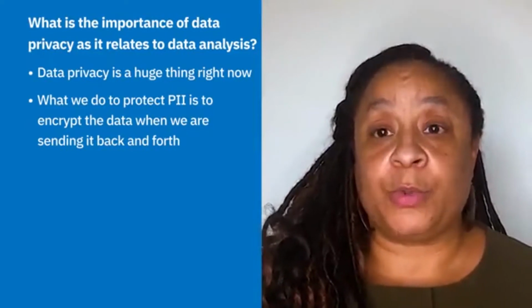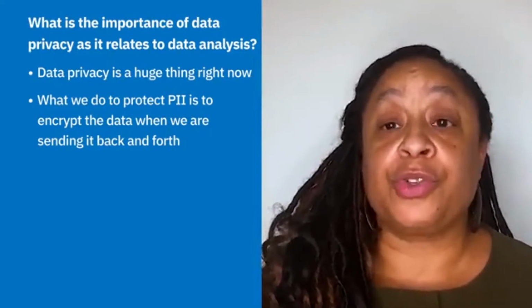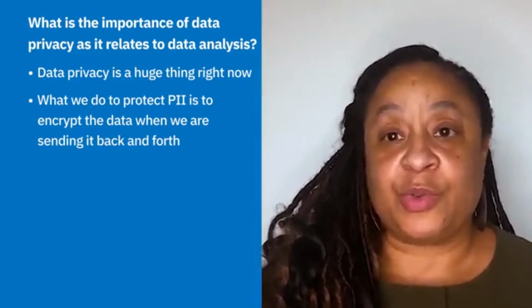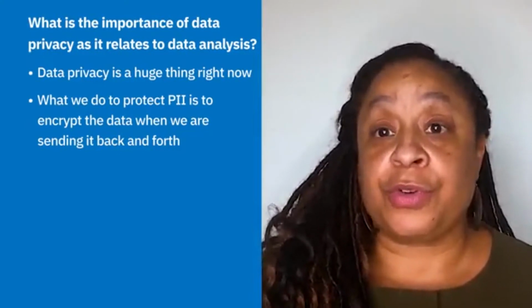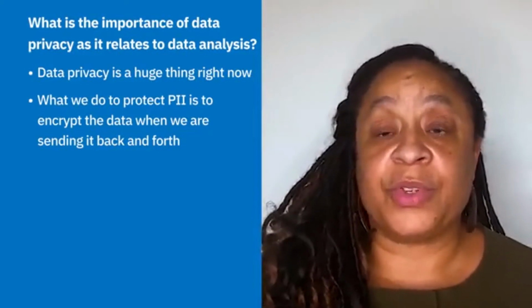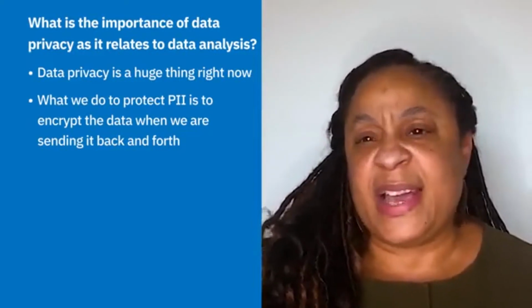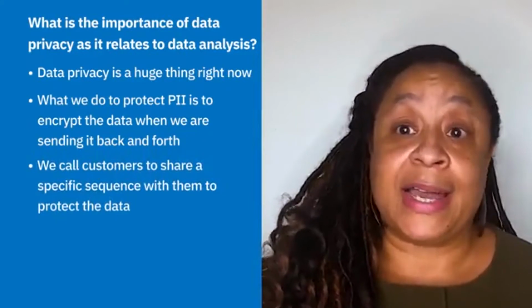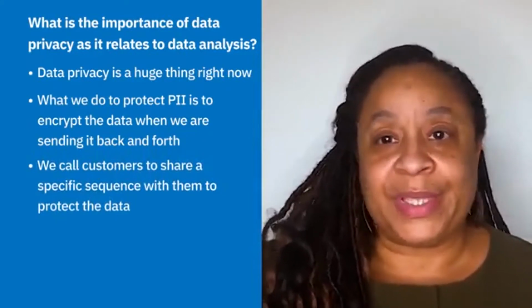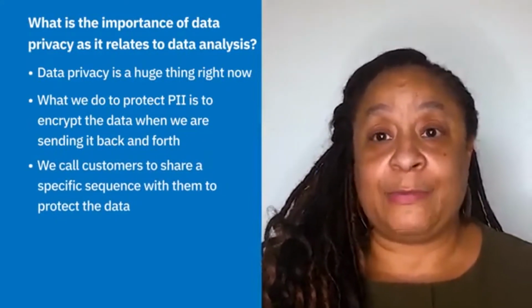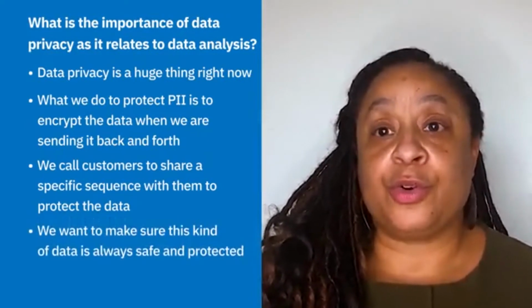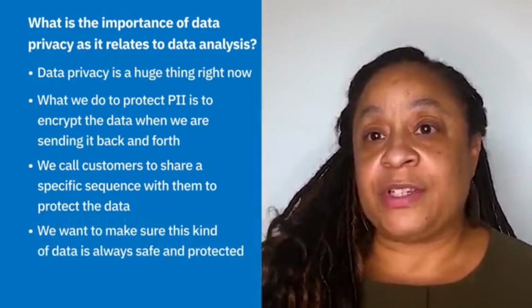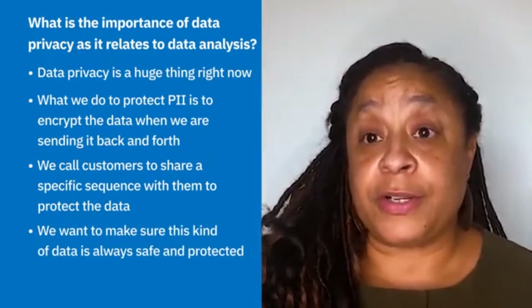We encrypt it. We make sure the email is encrypted, or we use certain software that will allow us to not show the social security numbers or the names or the dates of birth. And what will happen is it has a certain sequence, and we share that with the client by calling them. We don't put that in an email, and we certainly don't put that in the same email with the encrypted information, because we want to make sure that you're always safe. So we have to make sure we're protecting it at all costs.